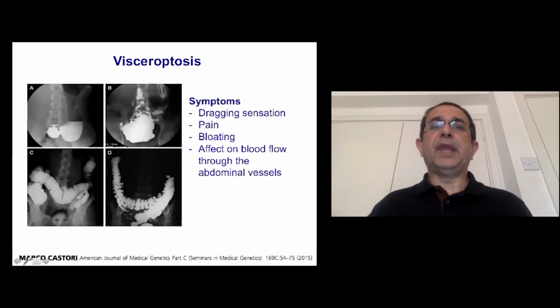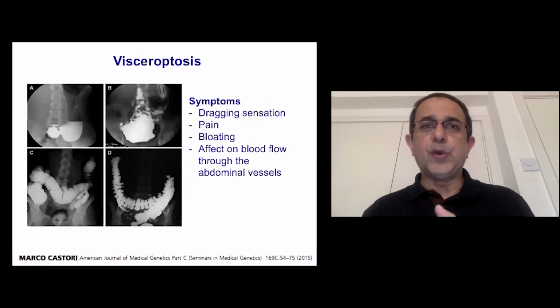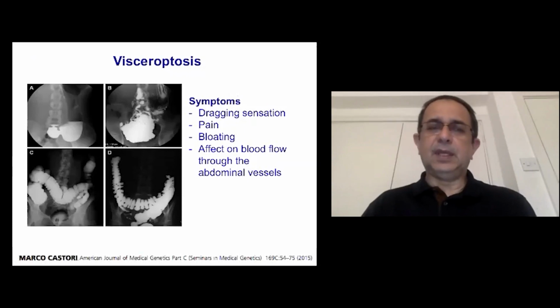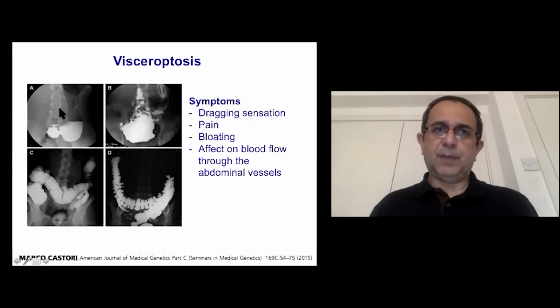Now, moving on to another type of anatomical problem that we sometimes see, which is described as visceroptosis. What we mean by visceroptosis is that the organs are hanging very low in the tummy cavity. Now, this is a picture, a barium X-ray of the stomach. And what you can see, the pelvic bones are over here, just where the arrow is, and the stomach is hanging so low down that it's actually in the pelvis. And this is visceroptosis of the stomach.